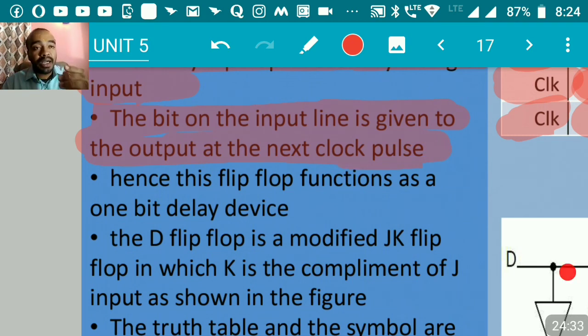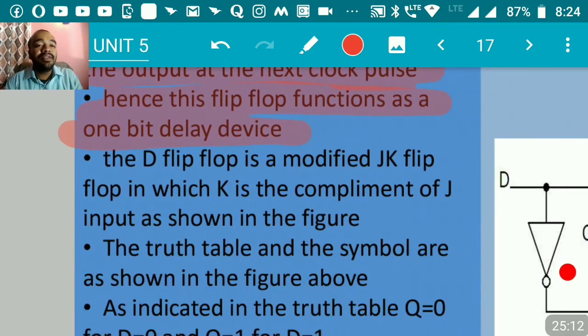Once you give the input bit, after you apply the next clock pulse, not the immediate clock pulse, that bit is going to be available at the output. That is the meaning of the input line being given to the output at the next clock pulse. Hence, this flip-flop functions as a 1-bit delay device, because it is going to eat up a clock pulse to give the input to the output. That is why it acts like a 1-bit delay device.